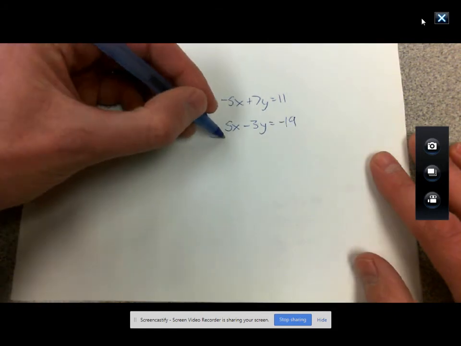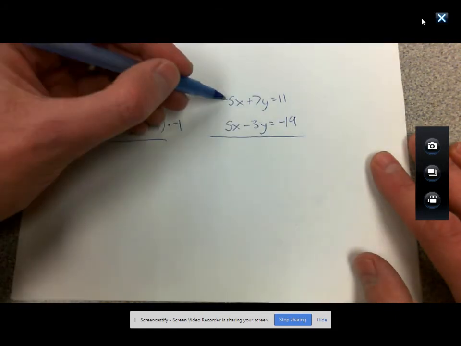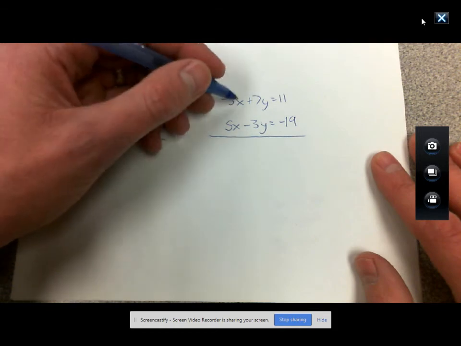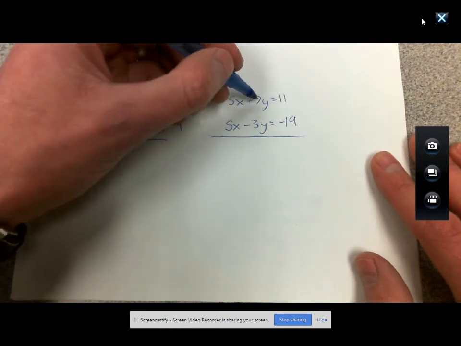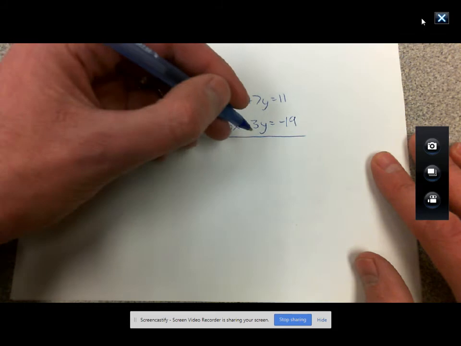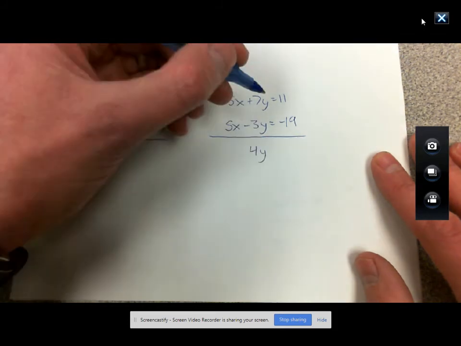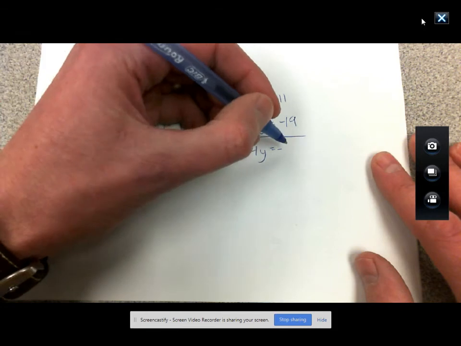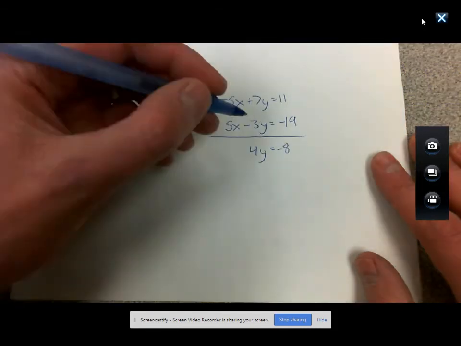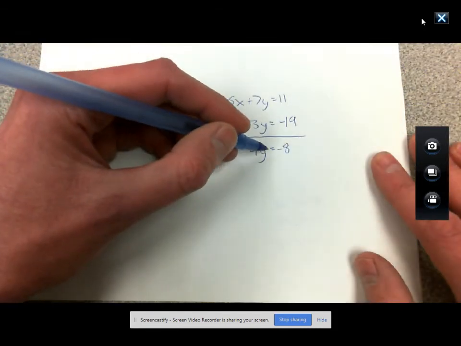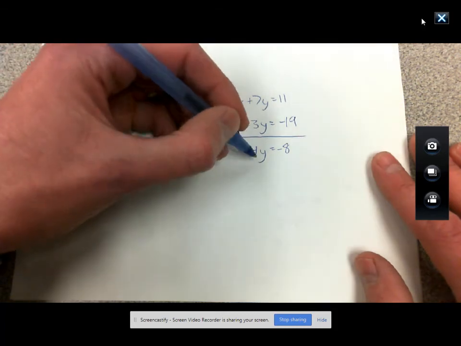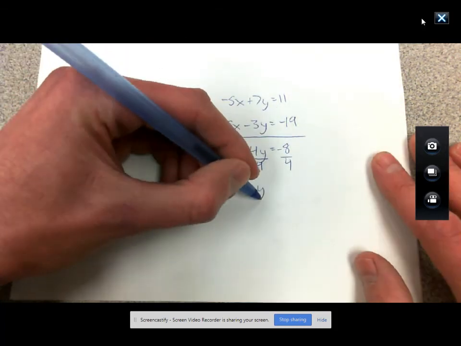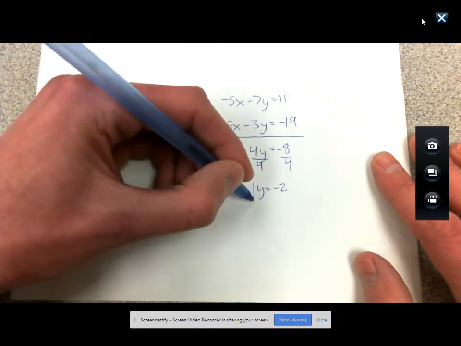Now, if I add straight down the line, I've got negative 5x plus 5x, 0 x's. So the x's eliminate, no more x's. 7y plus negative 3y is going to give me 4y. And 11 plus negative 19 is going to give me, was that negative 8? So I can see that 4 times negative 2 would equal negative 8, so y would have to be negative 2. You could also divide both sides by 4 and get that y equals negative 2 the same way.